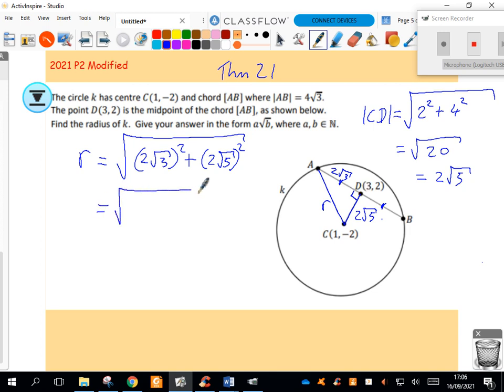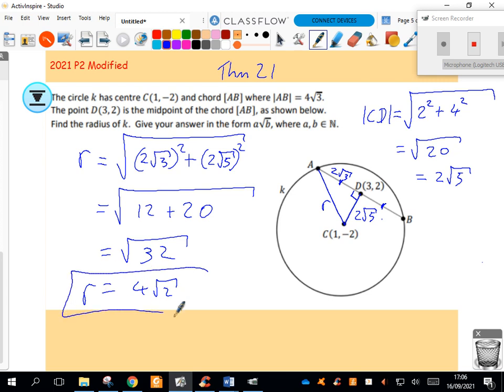And that's the square root of squaring 2 root 3. Well, that's 4 3's, which is 12. Squaring 2 root 5, that's 4 5's, which is 20. That's root 32. And root 32 will simplify to 4 root 2, since root 32 is root 16 by root 2. So the radius of this is equal to 4 root 2.